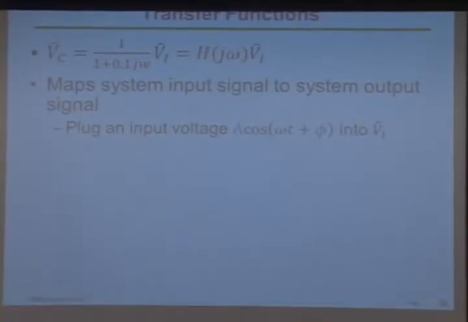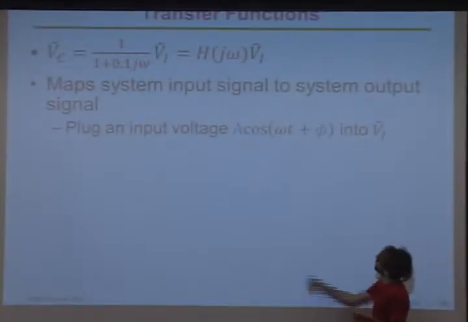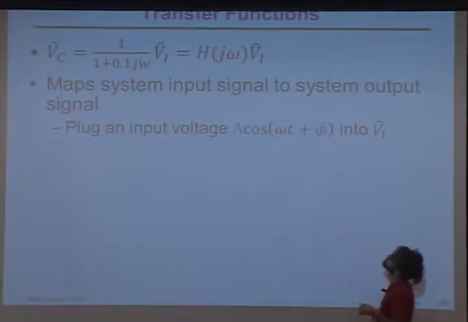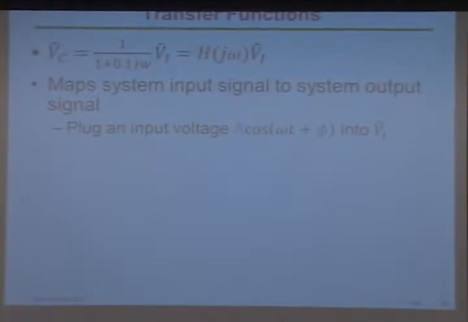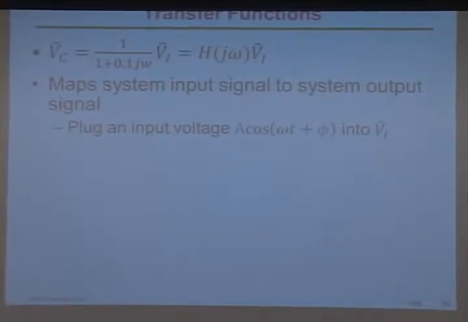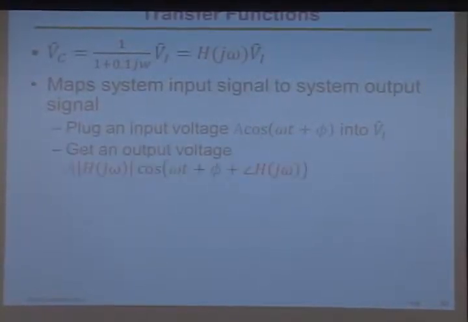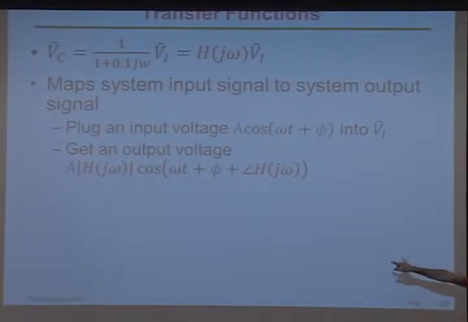Any input signal you put in, whether it's the wall voltage, a vuvuzela, or me talking, you can take the signal you want, and you can use the transfer function to figure out what the output will be. All you do is take an input voltage with its own magnitude and phase, and you end up with an output which will be the product of the magnitude you put in and the magnitude of the transfer function at that frequency.